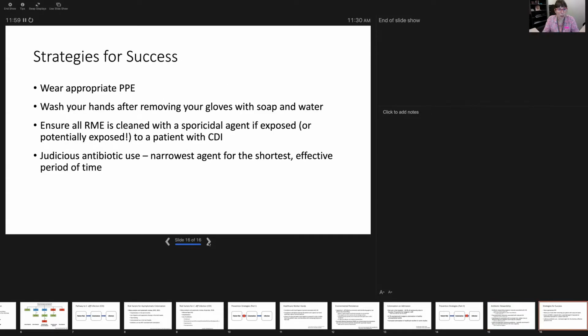Lastly, a summary slide of what we can do to succeed. Please make sure you wear your appropriate PPE, the gown and gloves, if you're going to see a patient who may have C. diff. Follow your hospital policy. Wash your hands after you remove your gloves, and wash them with soap and water when you're seeing a C. diff patient. Ensure all of your reusable medical equipment, including your stethoscope, is cleaned with a sporicidal agent if you expose it to someone who may have C. diff. And use antibiotics judiciously: the narrowest appropriate agent for the shortest effective period of time.